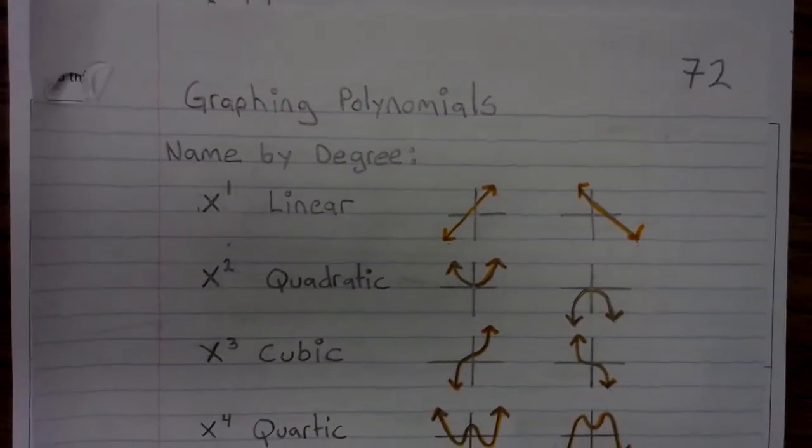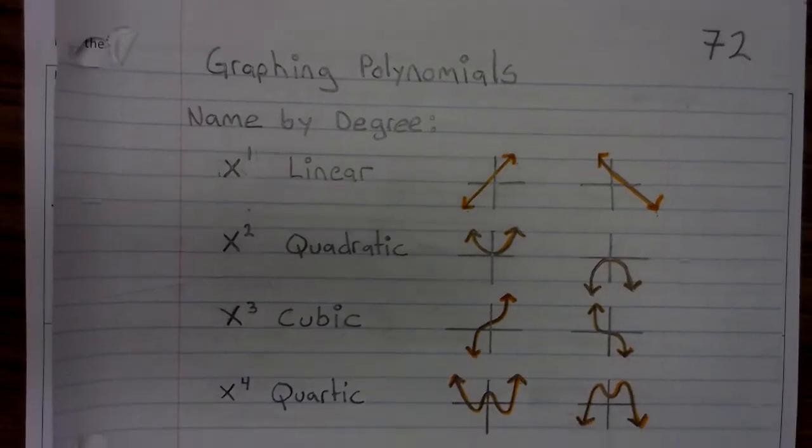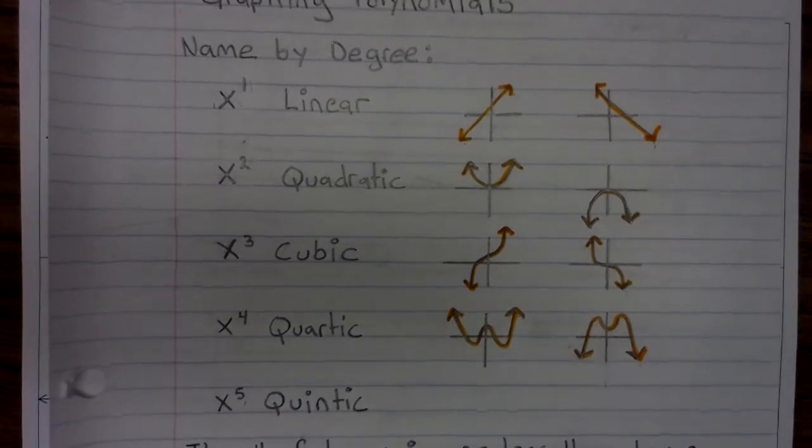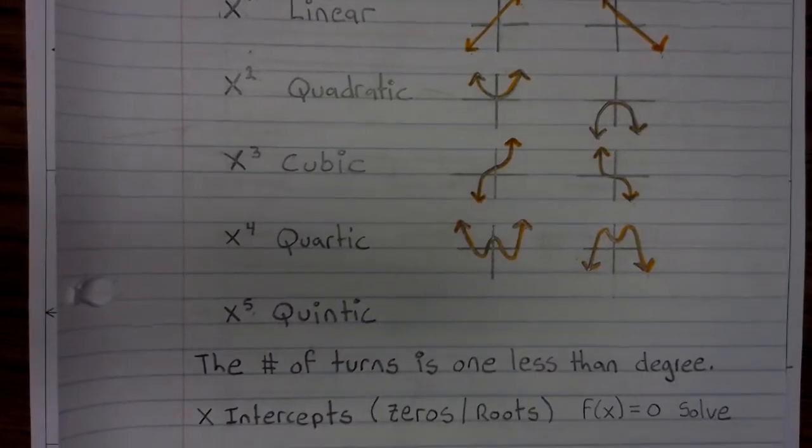All right, Graphing Polynomials on page 72. Name by degree. So when it's x to the power of 1, it's linear. And there are the examples of the graph. When it's x to the power of 2, it's quadratic, and there are examples of the graph. When it's x cubed, it's cubic, and those are examples of the graph. When it's x to the fourth power, it's quartic, and those are examples of the graph.